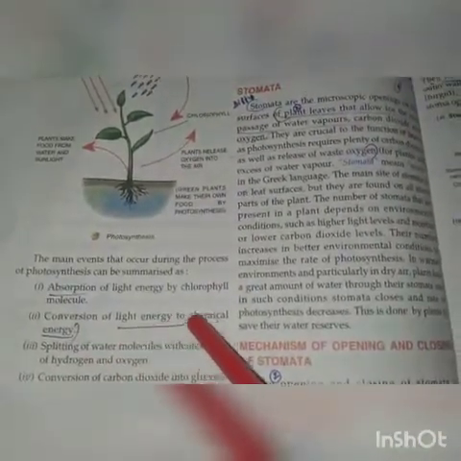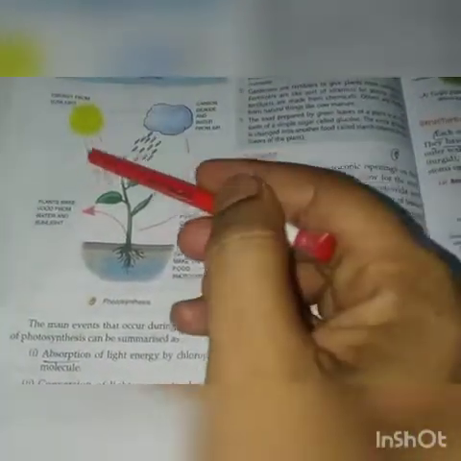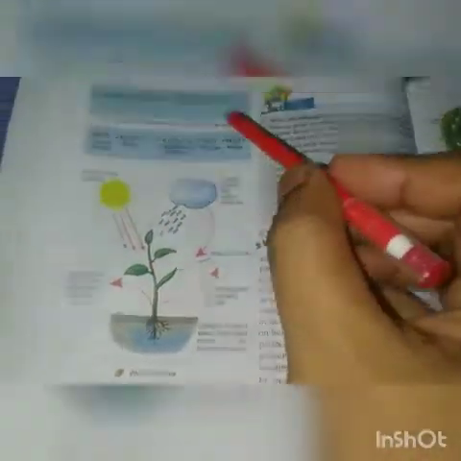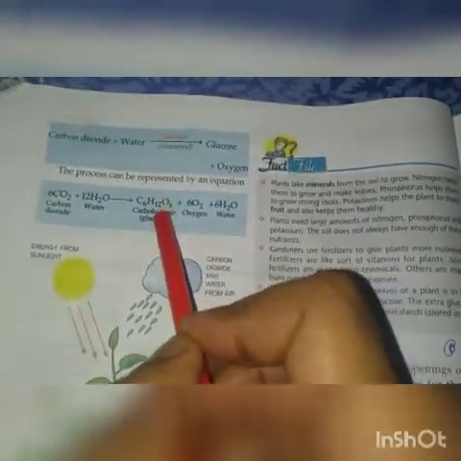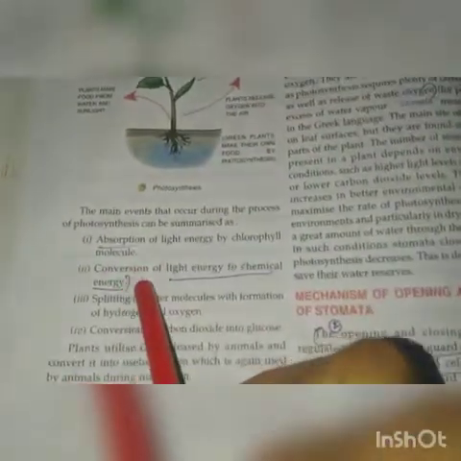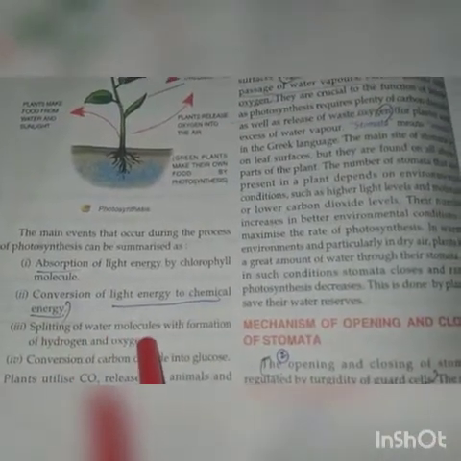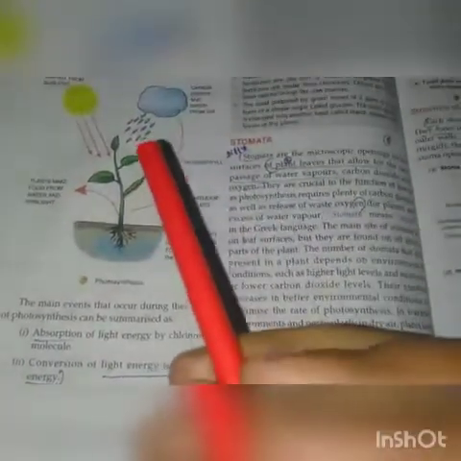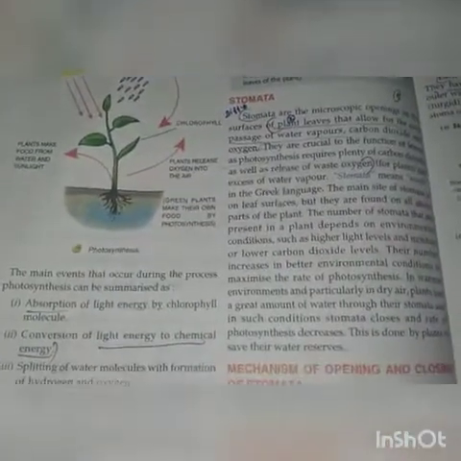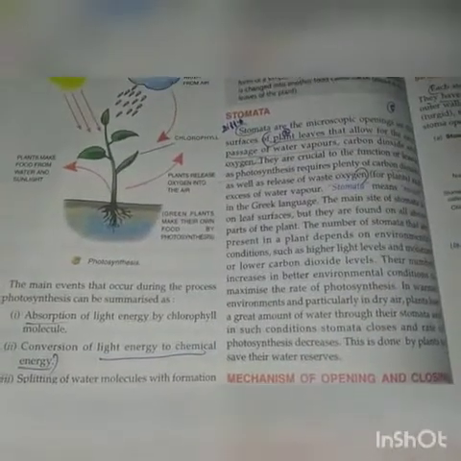Second, conversion of light energy to chemical energy. Chemical reactions take place in the plant body where glucose is produced. This glucose is a chemical. So when light energy falls on the plant, it produces a chemical substance. That's why it is the conversion of light energy to chemical energy. Third, splitting of water molecules with the formation of hydrogen and oxygen. I already explained that. Now the fourth one, conversion of carbon dioxide into glucose.